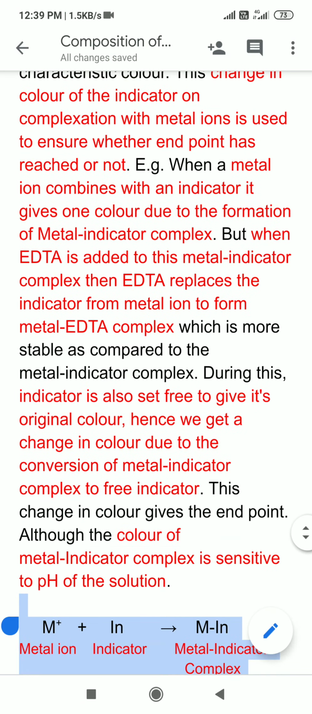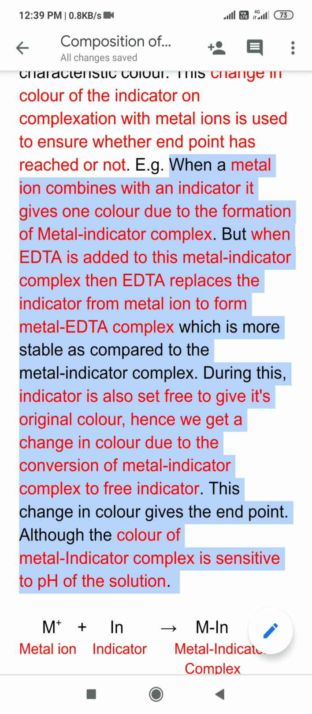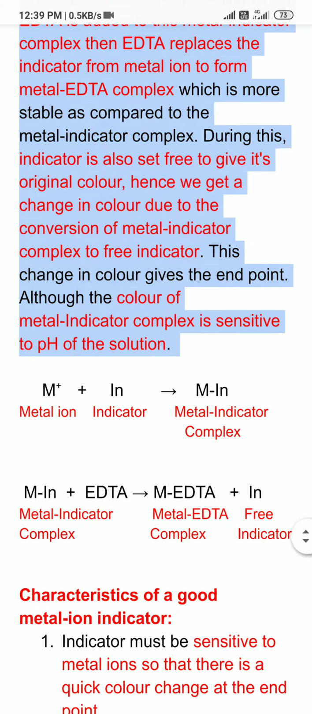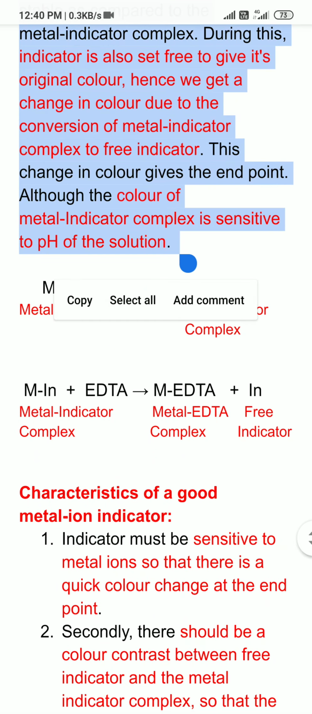So this text is all about what I explained you in this example. So you can read the text on your own, because I have explained it to you.